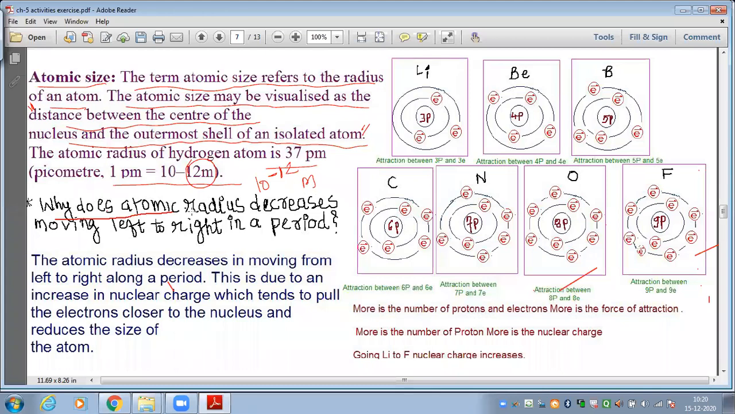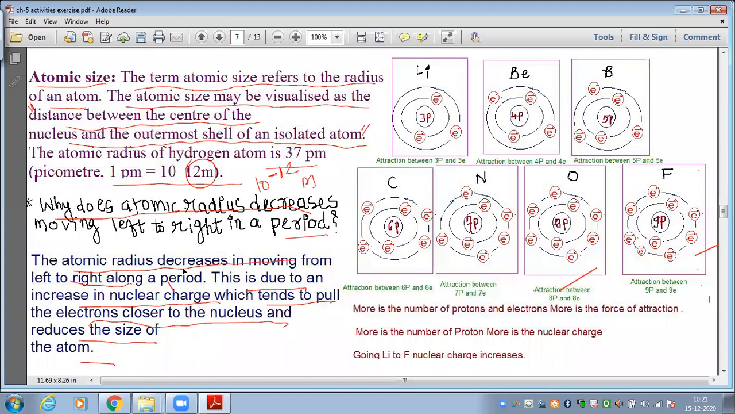Now the question arises, why does the atomic radius decrease moving left to right in a period? If you move left to right in a period, why does the atomic radius decrease? We have seen that atomic radius decreases, but why? The atomic radius decreases in moving left to right along a period. Now we are giving the reason: this is due to an increase in the nuclear charge, which tends to pull the electrons closer to the nucleus and reduces the size of the atom.